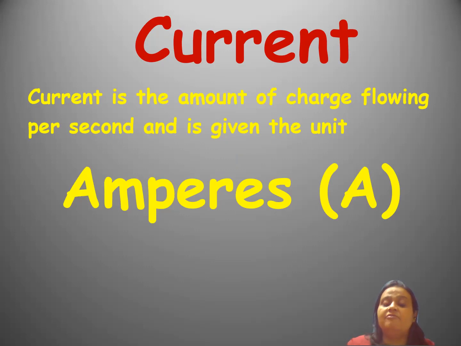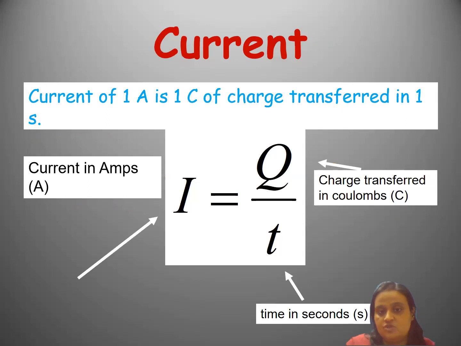Now, if you have to find the relation between the current and the charge, how will you find it? This is the relation we have: current, represented by I, is equal to Q by T. How will you write it in a statement? Current is defined as charge per unit time. That means in what time, how many charges are flowing, that tells you how much current is there.